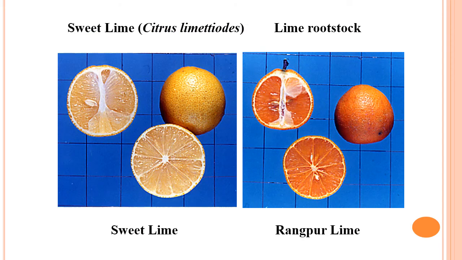This is the sweet lime, Citrus limettioides. In Oman, we call it sfarjal, but it's not actually sfarjal, it is sweet lime. And we have also the rootstock lime, Rangpur lime. It's also another group of lime. All these are lime.